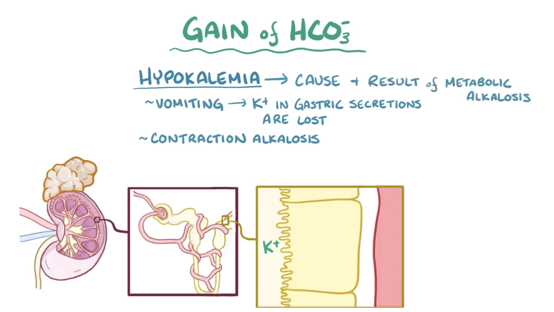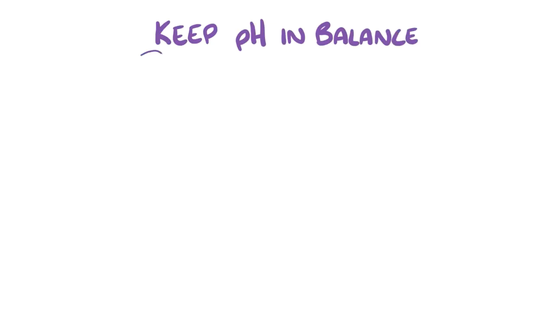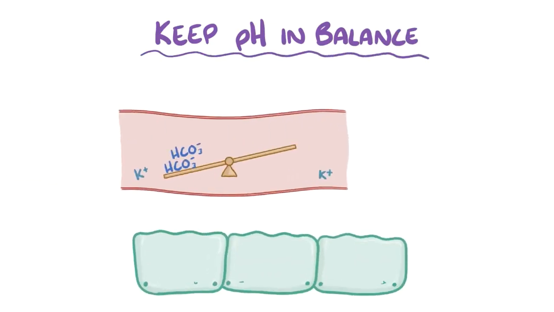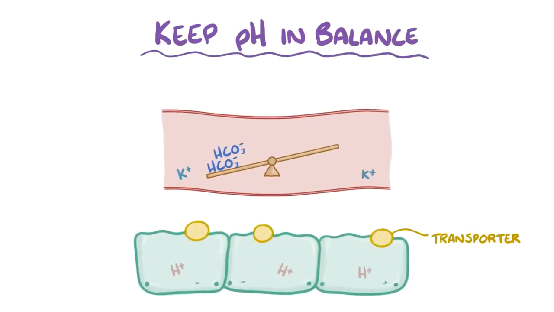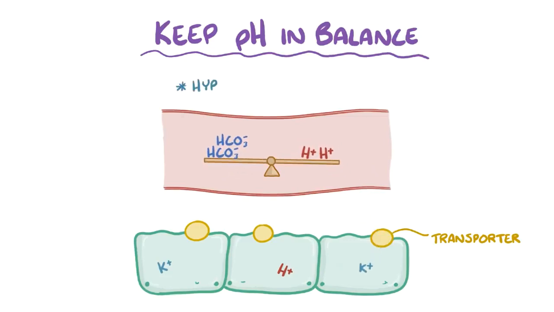Now, if there's an increase in the bicarbonate concentration in the blood, the body has a few important mechanisms to help keep the pH in balance. First, cells throughout the body have a special type of ion transporter that exchanges hydrogen ions for potassium ions across the cell membrane. Using this transporter, the cells can shift hydrogen ions out of the cells and into the blood, and in exchange pull potassium ions out of the blood and into the cells. And this can contribute to the hypokalemia.